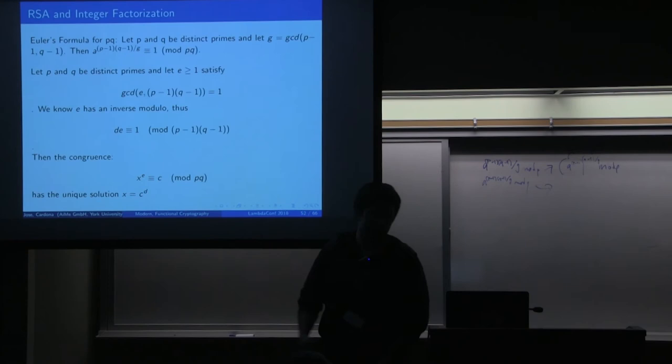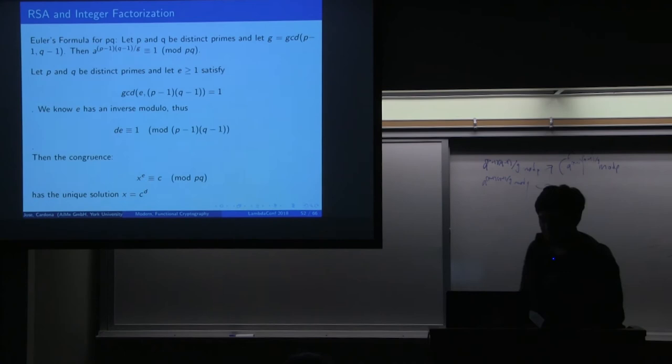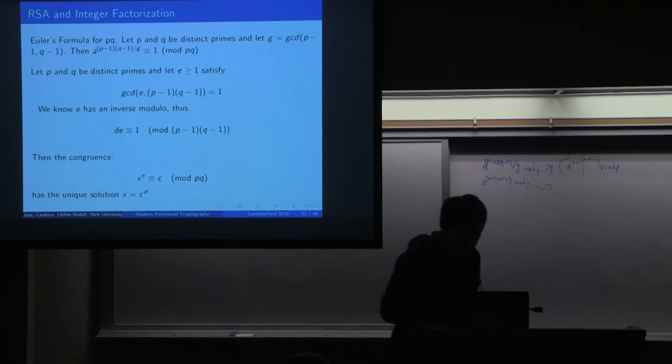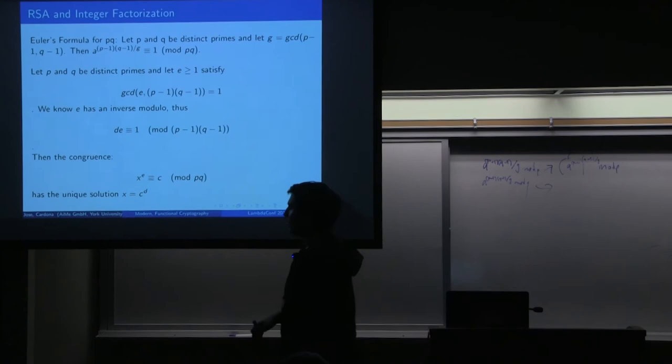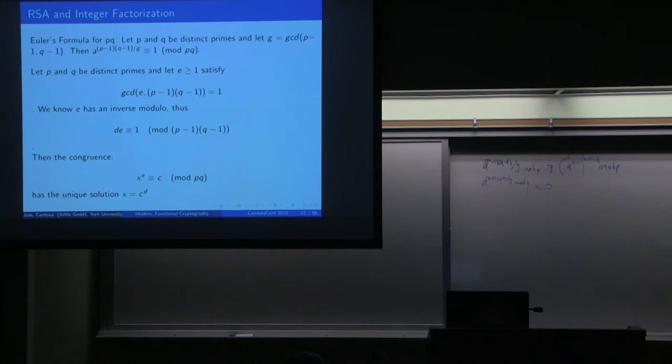And we do know that that has an inverse modulo. Thus, d e exists. We know this exists. Then we have a different congruence now. We have x to the e. So let's move this problem a little bit. We have x to the e congruent to c mod pq, right? We can say that this has a solution, x is equal to c to the d. This might be a little bit hard to see at first.